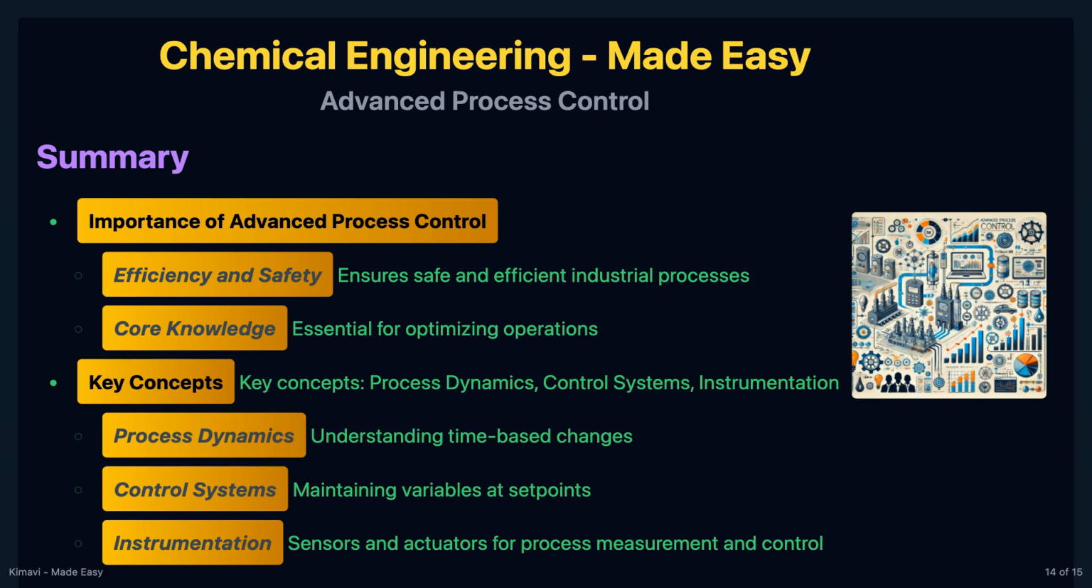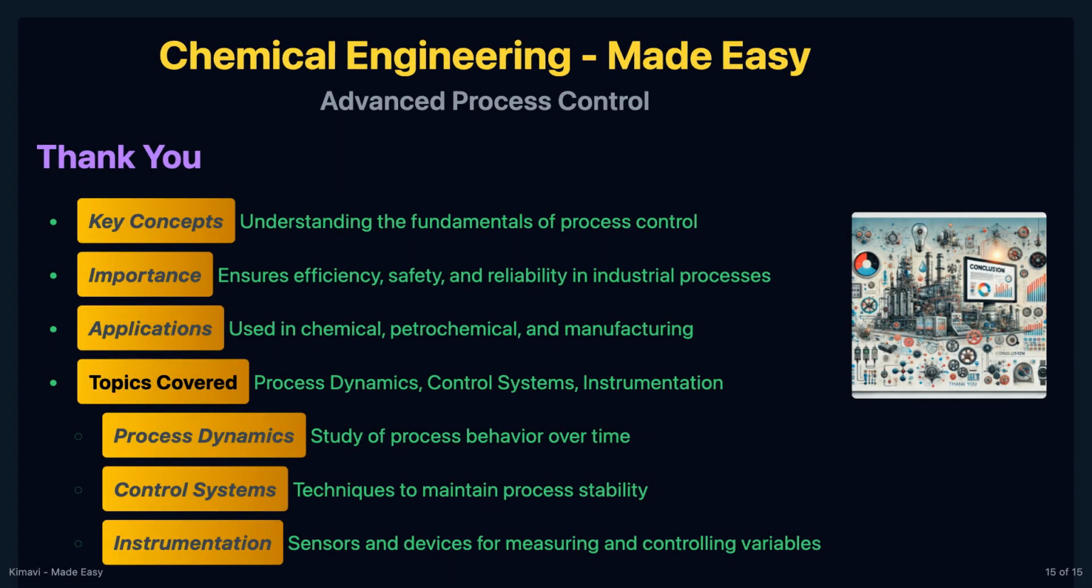Understanding process dynamics, control systems, and instrumentation is essential for designing and implementing effective control strategies. By mastering these concepts, first-year chemical engineering students will be well-equipped to tackle more complex control challenges in their future studies and careers.